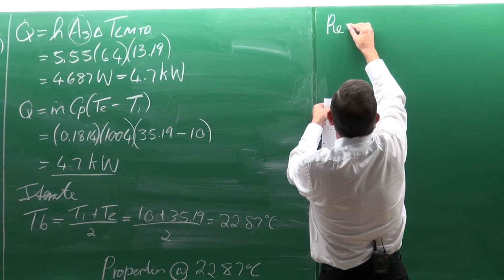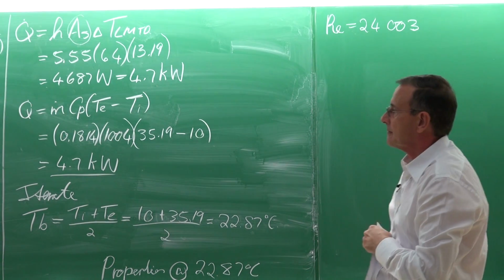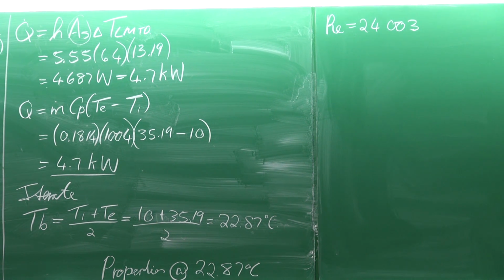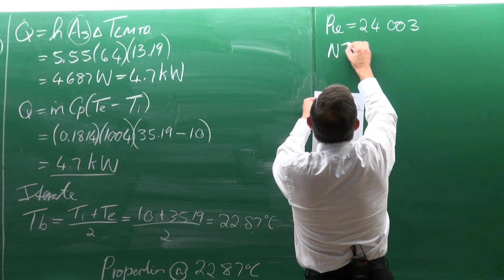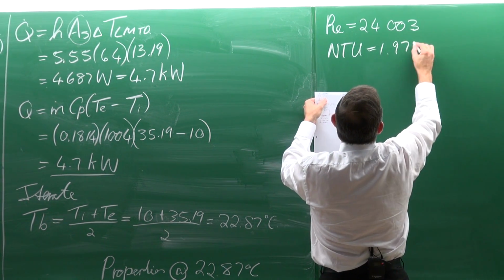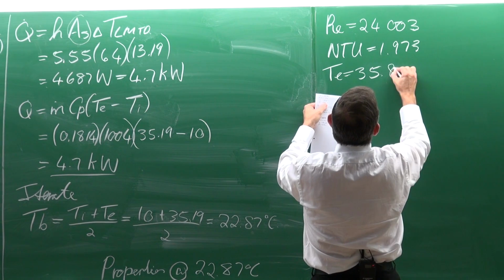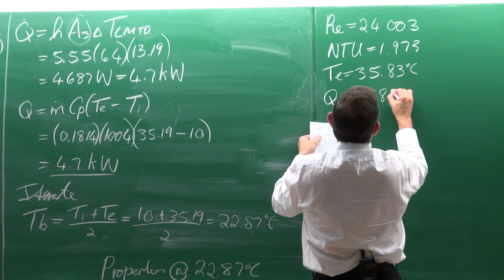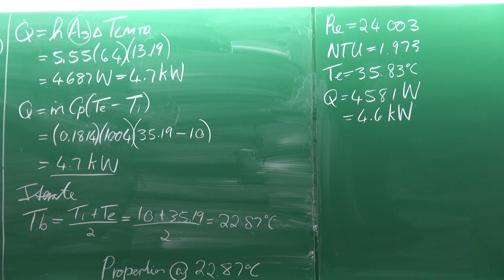Go and recalculate the Reynolds number, which would then be equal to 24,003. Previously it was 25,167. So we see it's still turbulent. Go and calculate the NTU, equal to 1.973. Go and calculate the outlet temperature. Then you're going to get 35.83 degrees Celsius. The heat transfer rate is going to be 4581 watts or 4.6 kilowatts.